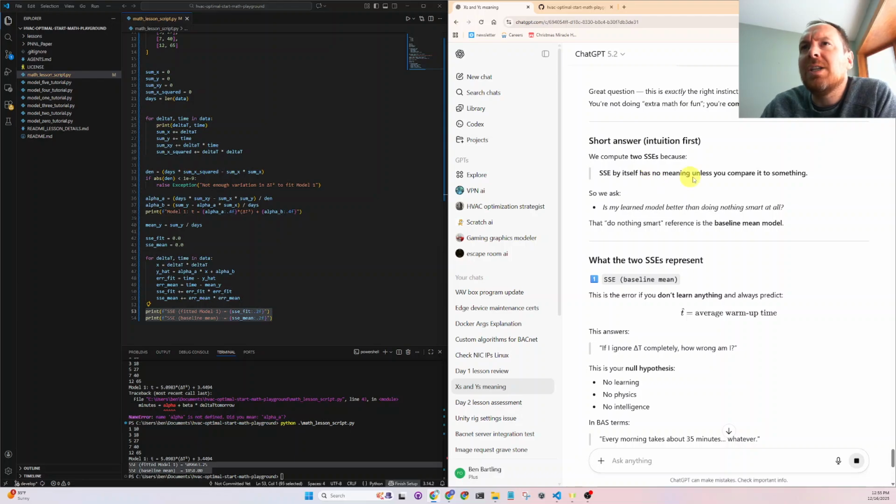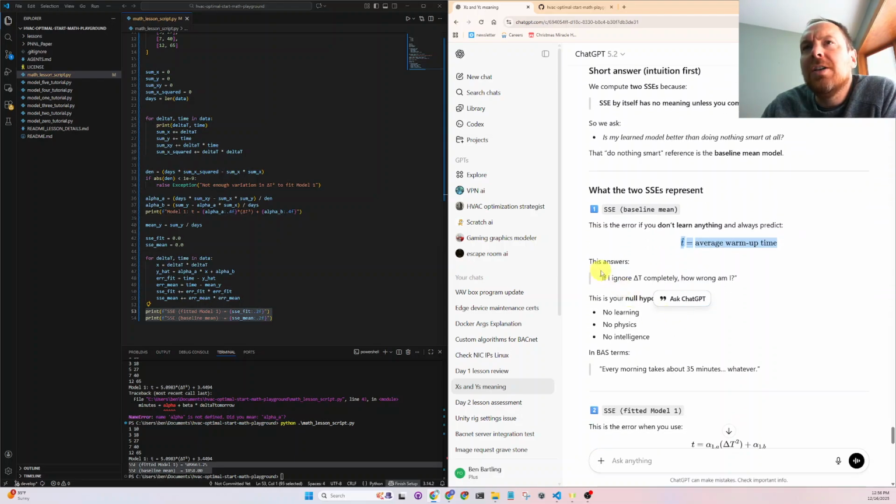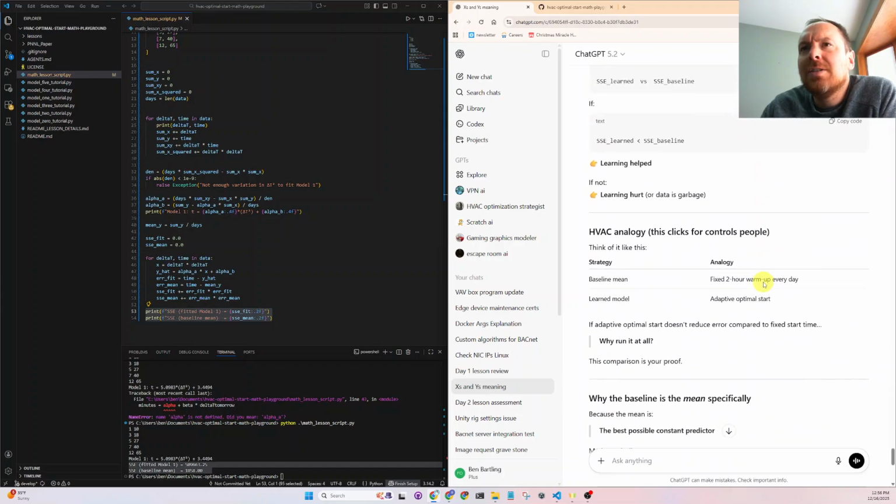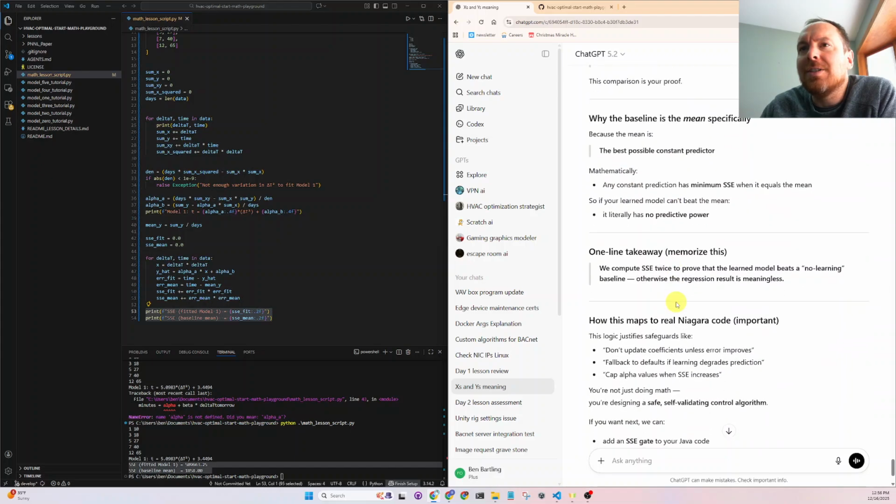We compute two errors because SSE by itself has no meaning unless you compare it to something. Okay, that makes sense. So is my learned model better than doing nothing at all? So baseline mean model, that makes sense. You need something to compare it to. It always predicts the mean. Okay, so this answers, if I ignore delta t completely, how wrong am I? Doesn't really make a lot of sense. I think we'll kind of build off of this a lot in the future though.